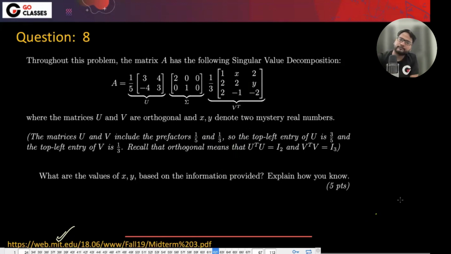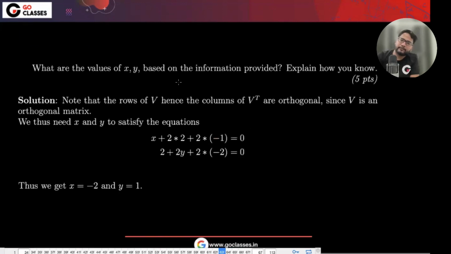Understood? Okay. So basically if you do the dot product with first, you will be getting your x. Similarly, you will be getting your y. So Bachu Paul has given the correct answer.